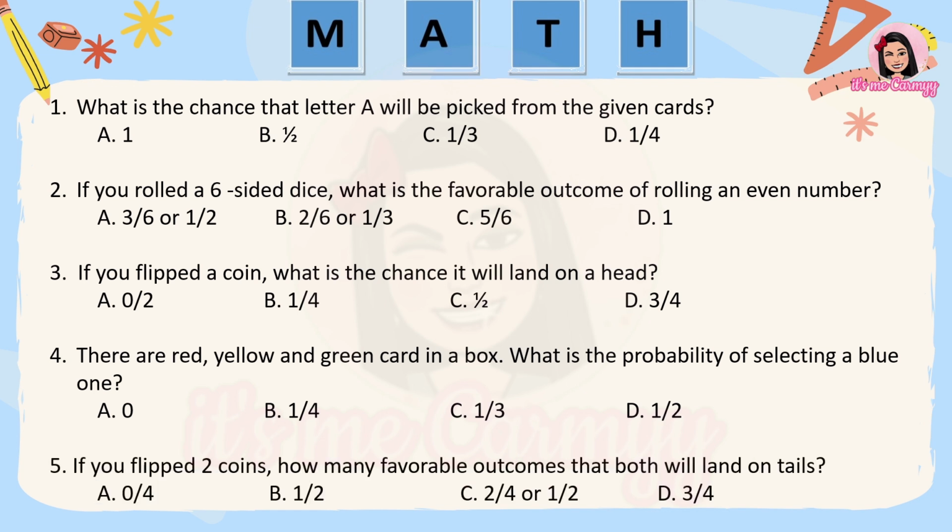For the last question, number 5: if you flip 2 coins, how many favorable outcomes are there that both will land on tails? Is it letter A, 0/4; letter B, 1/2; letter C, 2/4 or 1/2; or letter D, 3/4?